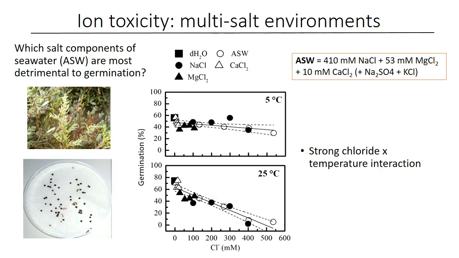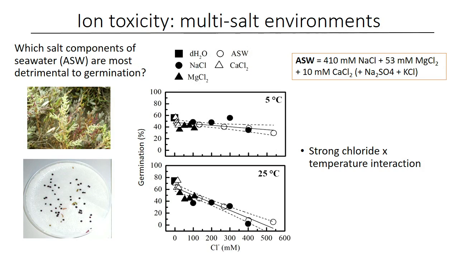Of course, this was just for sodium chloride, and many of the environments that are ecologically relevant are, of course, multi-salt environments. So for coastal species, we're very interested in seawater or artificial seawater, as we can make up in the laboratory, which has high amounts of sodium chloride and smaller amounts of magnesium chloride, calcium chloride, as well as sodium sulfate and potassium chloride.